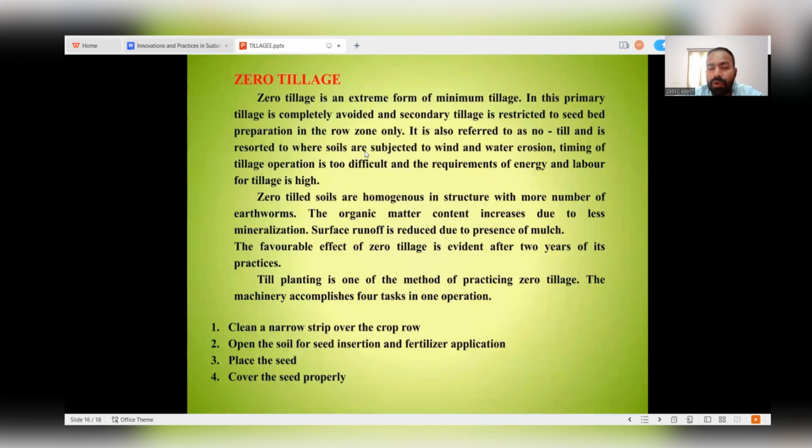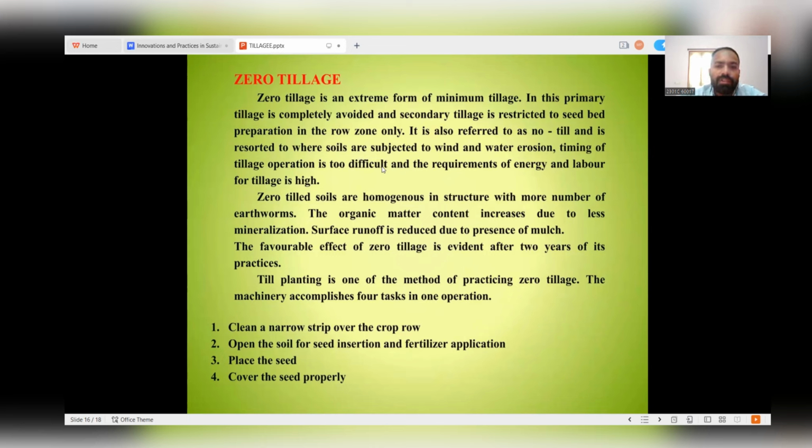Zero tillage. What is zero tillage? Zero tillage is an extreme form of minimum tillage, which means we are disturbing the soil as little as possible. In it, primary tillage is completely avoided, and secondary tillage is restricted to seedbed preparation in the row zone only. It is also referred to as no-till and is recommended where soils are subjected to wind and water erosion, timing of tillage operation is difficult, and the requirement of energy and labor for tillage is high.